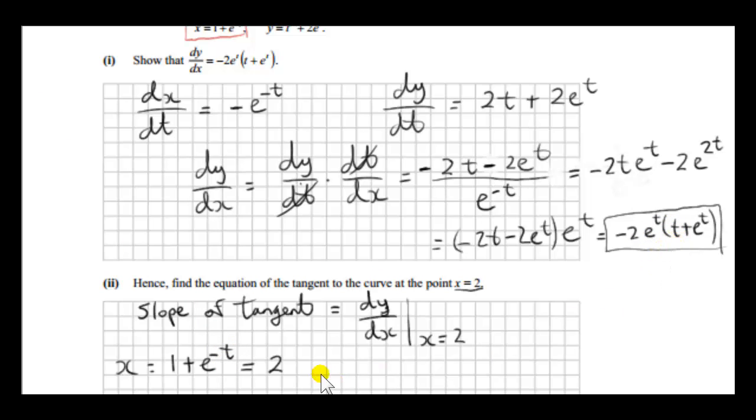Okay, so we need to solve this thing here. We get e to the minus t equals 2 minus 1, which is 1. Now this is actually a straightforward equation to solve. E to some number equals 1. Well, that number must be 0. Anything raised to the power of 0 is 1. You can go through the standard procedure for solving it, of course.